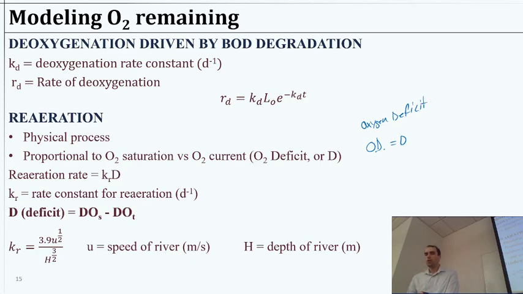So oxygen deficit is D. Okay, so then the reaeration rate is going to be a positive rate, and it's going to depend on that deficit. So it's going to be first order in relation to the deficit, which is, again, slightly backwards, because you can't define it by the amount of oxygen. You have to define it by the amount of oxygen subtracted from your saturation. Okay, so the definition, of course, is that the deficit is the dissolved oxygen at saturation minus the dissolved oxygen at some time t. It's going to be, like I said, a first order rate constant here.